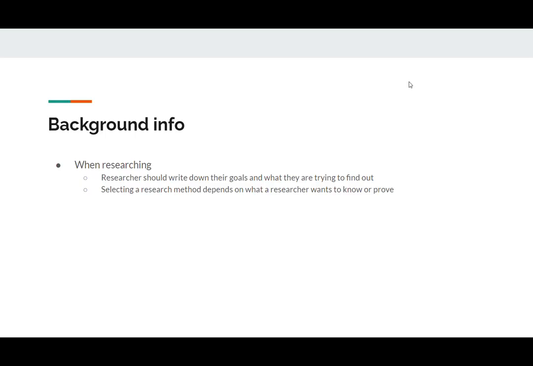When selecting a research method, the researcher should write down their goals, their purpose, and their research question. Selecting a research method depends on what the researcher wants to show or prove. For example, if a researcher only wants to show a correlation between two variables, maybe an experiment would not be optimal. If a researcher wants to show cause and effect, which is what an experiment shows, then an experiment is the best method. When performing any research, the researcher should be sure of the results to ensure that they know true relationships, which is really important.